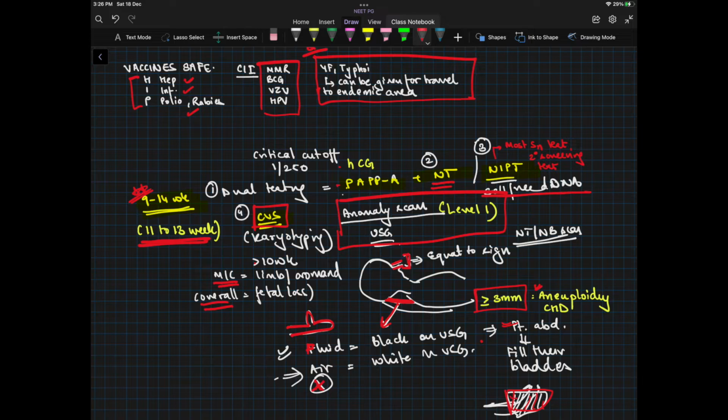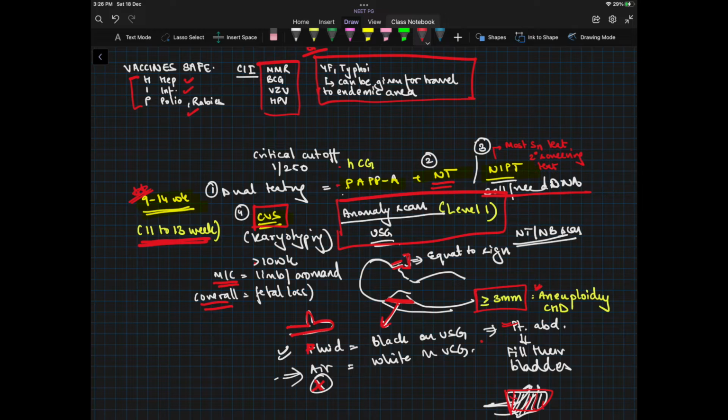Right. Also, this question comes as an integration with PSM, that yellow fever and typhoid vaccine can be given if the female is traveling to that endemic area. Then between 9 to 14 weeks, or preferably at 11 to 13 plus 6 weeks, the dual testing is done with HCG and PAPP-A. The critical cutoff is 1 in 250. Right. It can be combined with an early pregnancy scan or the level 1 scan, which is known as the NT and NB scan.